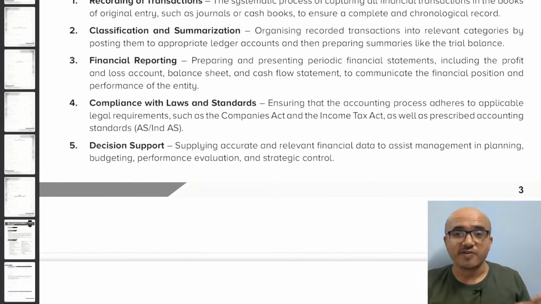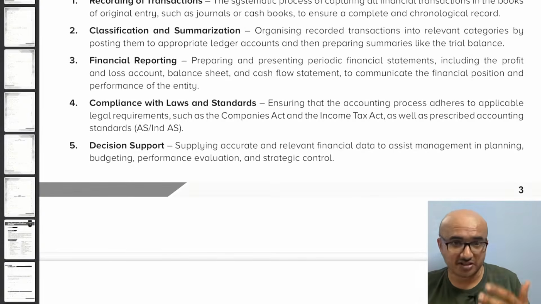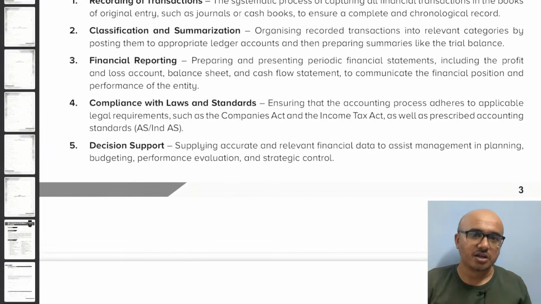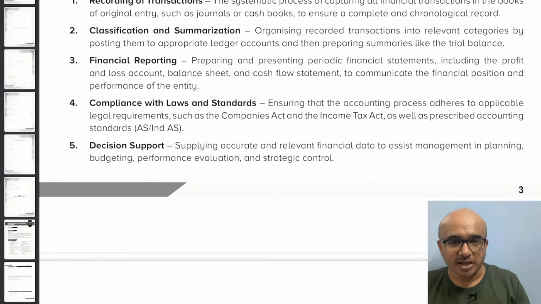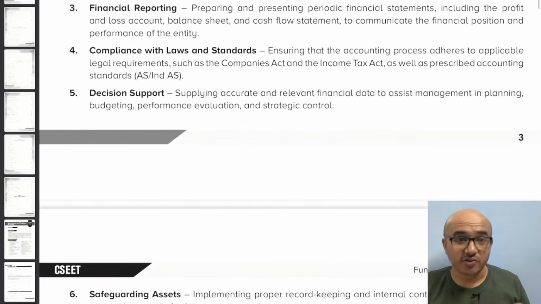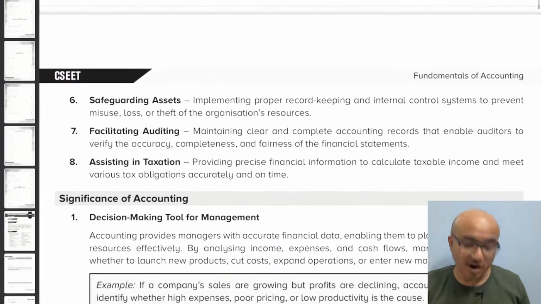Sometimes the valuation will not go by what has happened, it goes by what might happen in future. For example, Flipkart famously has never earned profits, but still its valuation is more or less the same since many years, though it has decreased in the last few years. Anyway, so decision support also requires accounting. Then safeguarding assets, implementing proper record keeping and internal control system, very important.